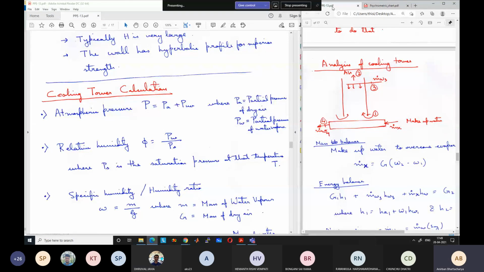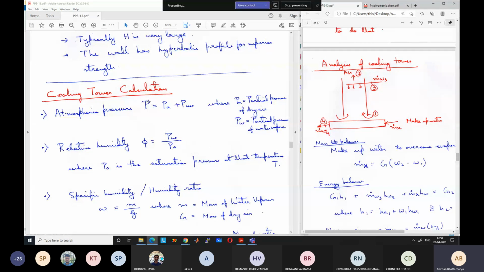So then I will just relate a few things. Very simple things, already you know these things. So partial pressure of air is PA, partial pressure of water vapor is PW. So total pressure is P. Now the symbols may be different from what you studied in air conditioning, but the concept is the same. So relative humidity we will denote by phi.